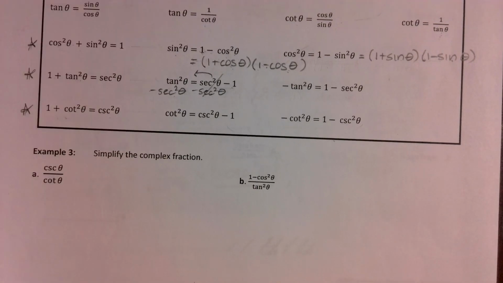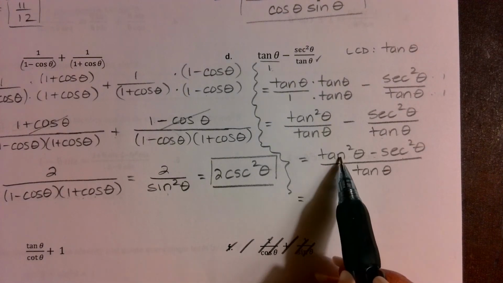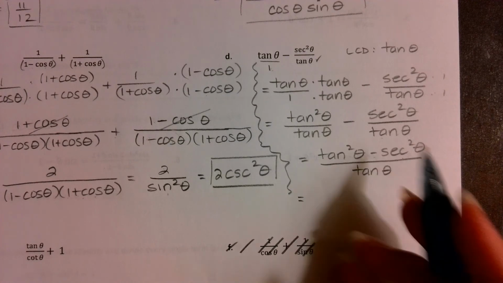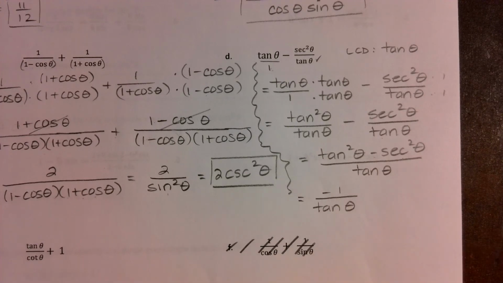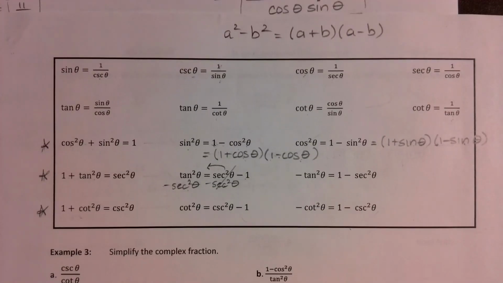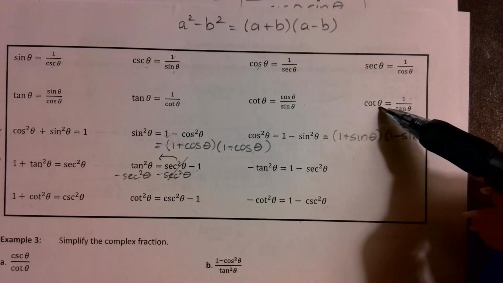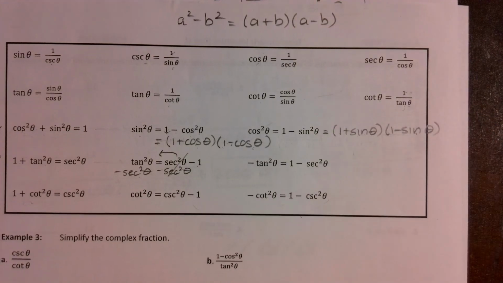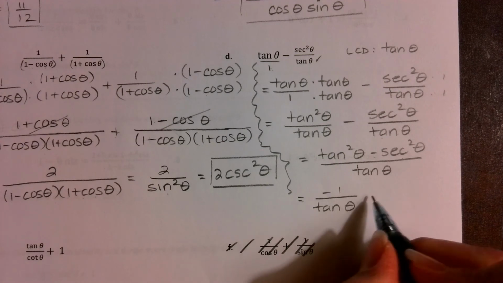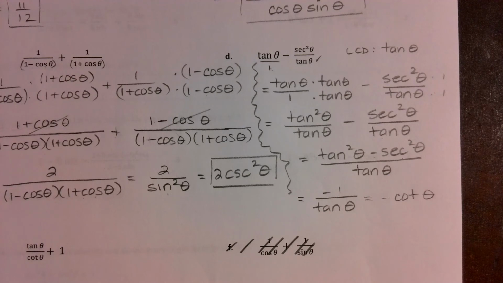So all we would have to do is replace tangent squared minus secant squared with -1 over, bring over the tangent theta. And we already know that the reciprocal of tangent theta is cotangent theta, except ours is a -1 over tangent theta, so that will make our cotangent negative. So that's one way you can work that problem.